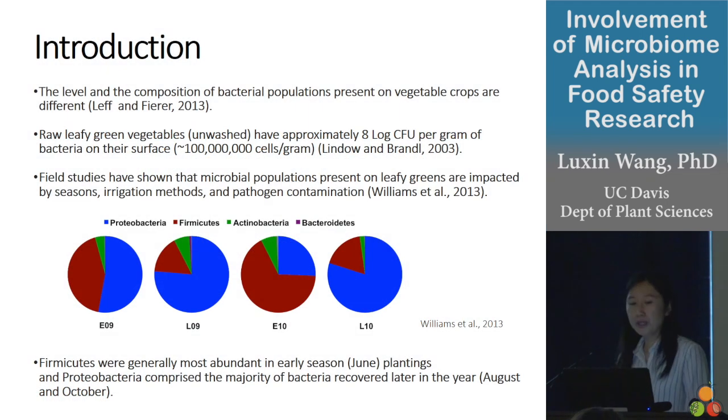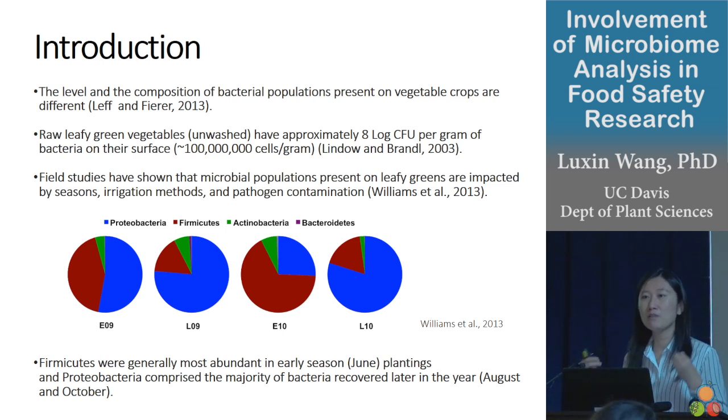Based on years of research, we know that the level and the composition of the bacterial population present on vegetable crops are going to be different, just like us, okay? Last year, we had probably 80 people here, a different group of people, right? This year, we probably have 70 people here or 100 people here, a different group of people, just like microbes, right? They're going to be different numbers and also different composition, different types of microbes.